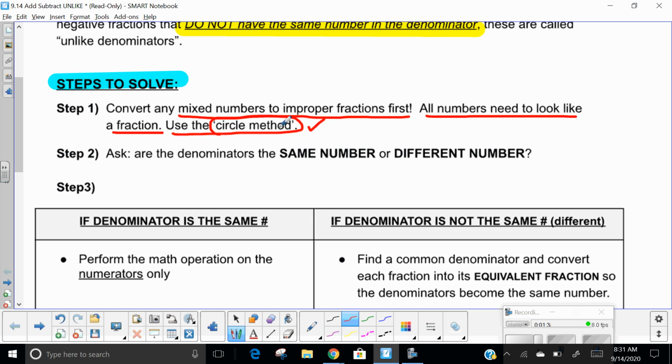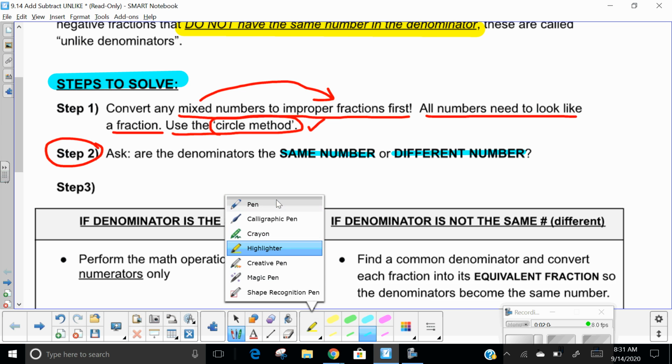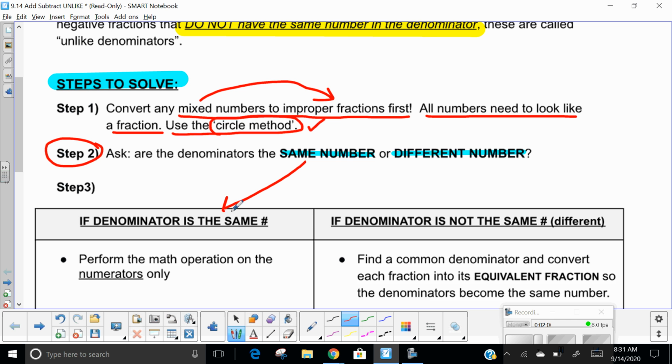So you want to use the circle method to convert mixed numbers to improper fractions. And you need to do that first because all of your numbers need to look like fractions. Then once all of your numbers look like fractions, you want to ask yourself, are the denominators the same number or are they a different number? If they're the same number, we're going to follow the steps that we took last week. And if they're a different number, we're going to follow a different set of steps, which we're going to learn to do today.